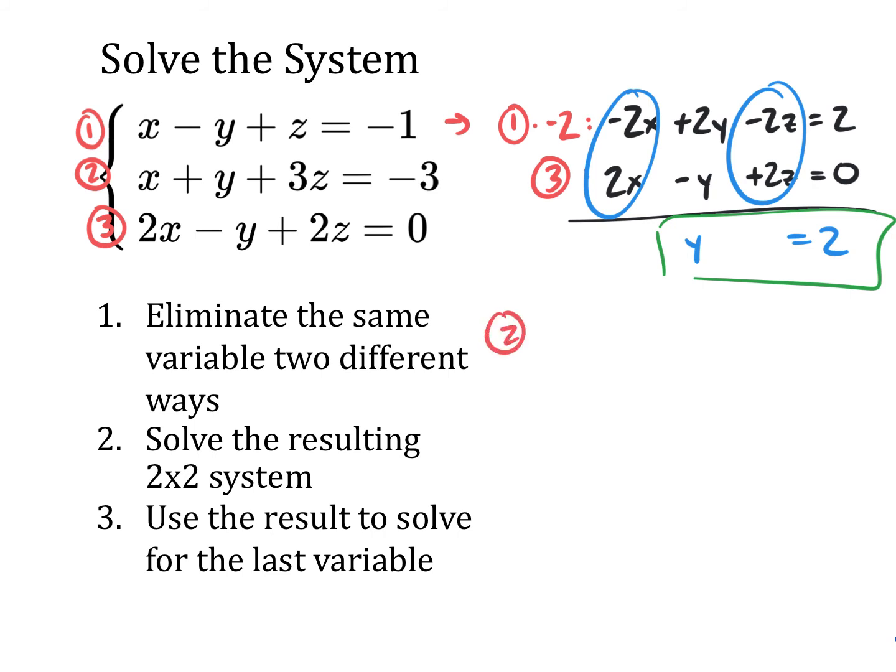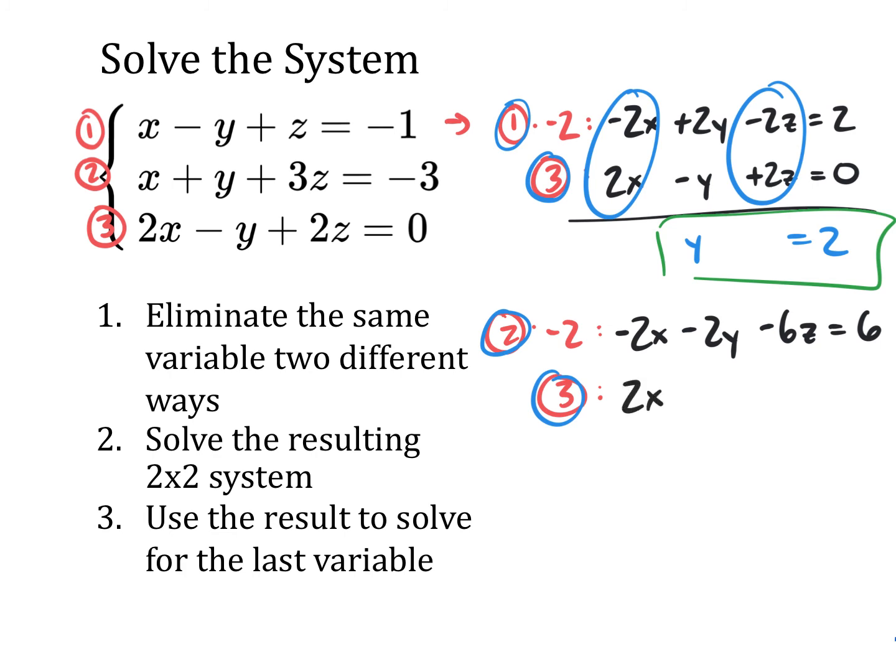So I'm gonna take equation 2 and multiply that by -2 also, and that's gonna give me -2x minus 2y minus 6z equals 6. And then I'm going to take equation 3 again. All that matters when you do this step is that you don't choose the same 2 equations twice. So I used equation 3 twice, but each time I used equation 1 with equation 3, and then equation 2 with equation 3. Okay, so equation 3 is 2x minus y plus 2z equals 0, and then I'm going to add those together.